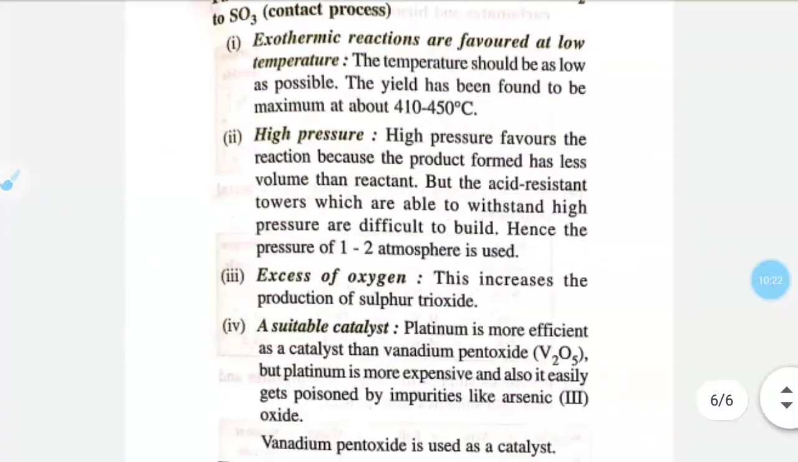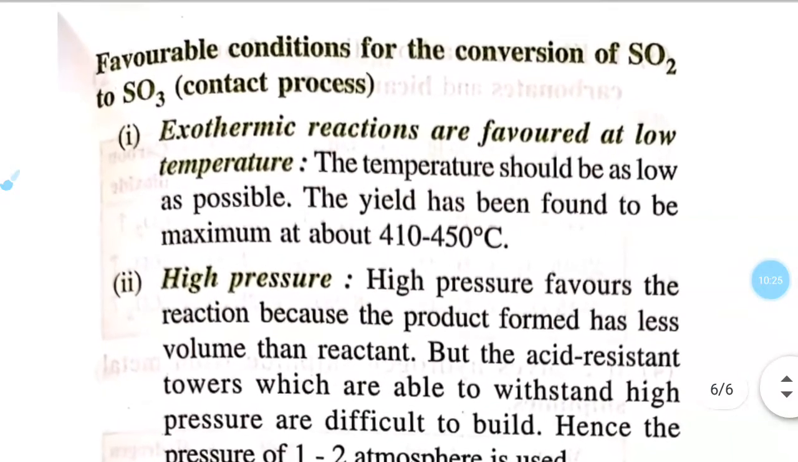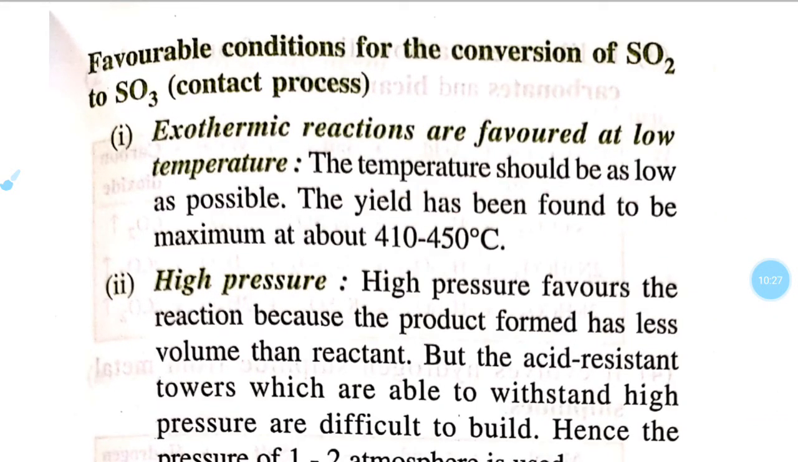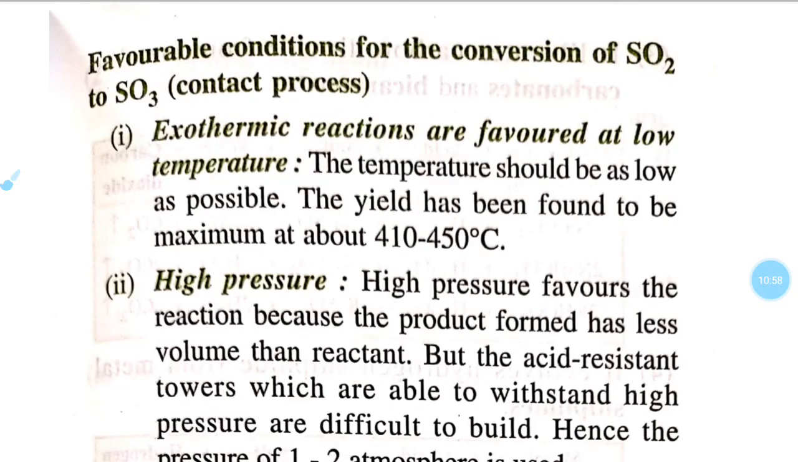Now favorable conditions. This reaction is exothermic, so the lower the temperature, the higher the yield is expected to be. This will sound a little irrational to you, but we have Le Chatelier's principle, from which we can say that for an exothermic reaction, the lower the temperature, the higher the yield, and the higher the temperature, the lower the yield. But if we decrease the temperature, then the rate of reaction is low. If we increase the temperature, then the yield of product is low.